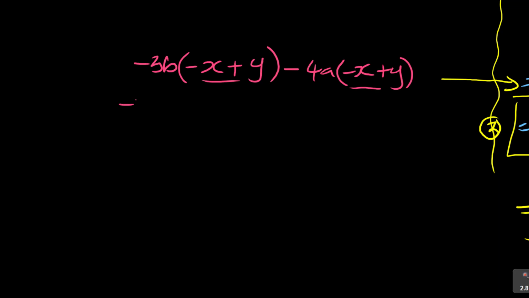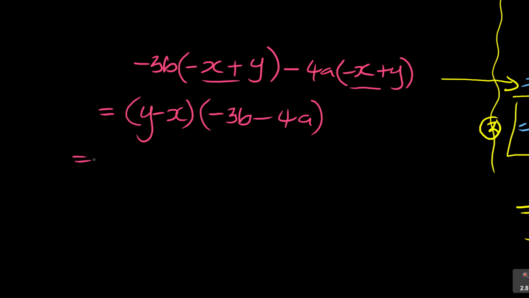Alright, from here, this is the same. So I'll write minus 3b. Okay, let's start with what is inside the bracket. It's minus x plus y. You can write it like this, y minus x. Are you with me? And then outside the bracket, it's minus 3b minus 4a. Do you see what I just did? But I want to show you now.